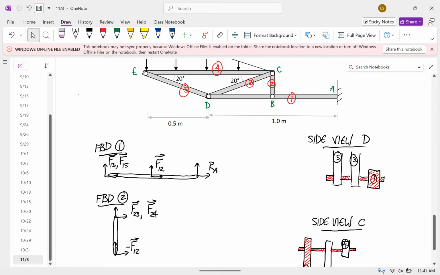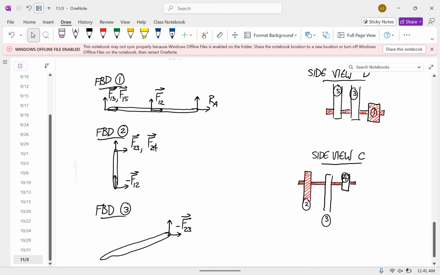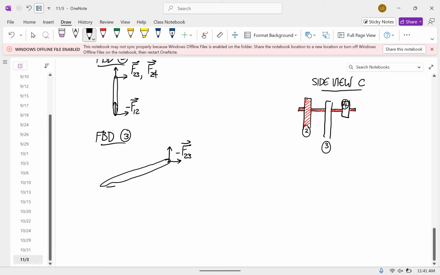At D, the lowest numbered member is 1. And so on 3, you can see 3 and 5 aren't touching each other. All you have here is negative F13. Any questions about that one?